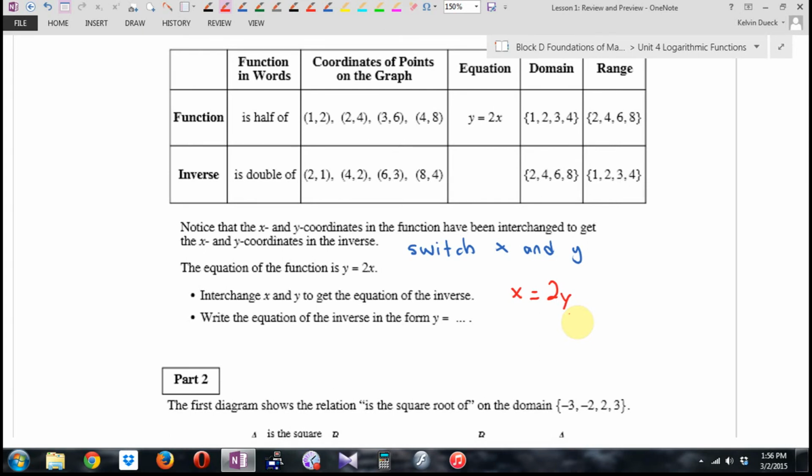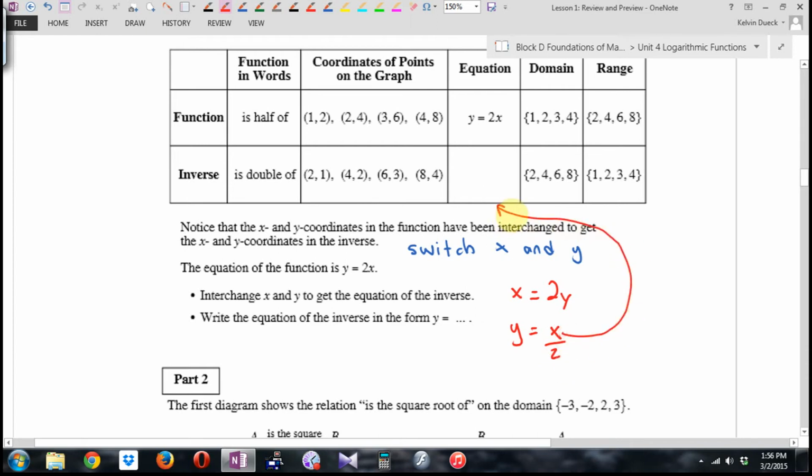All my physics kids are like, really? Yeah, Grayson, you're right. Divide by 2. Y equals what? X over 2. That is the inverse equation. Switch the x and y around, and then, Brandon, get the y by itself. That'll give you your inverse equation.